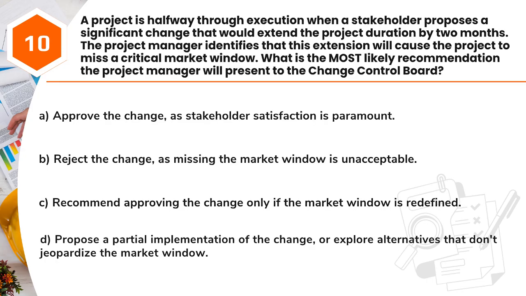Question 10. A project is halfway through execution when a stakeholder proposes a significant change that would extend the project duration by 2 months. The project manager identifies that this extension will cause the project to miss a critical market window. What is the most likely recommendation the project manager will present to the change control board? A. Approve the change, as stakeholder satisfaction is paramount. B. Reject the change, as missing the market window is unacceptable. C. Recommend approving the change only if the market window is redefined.